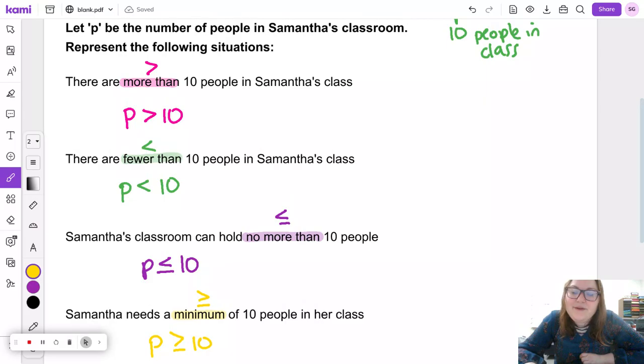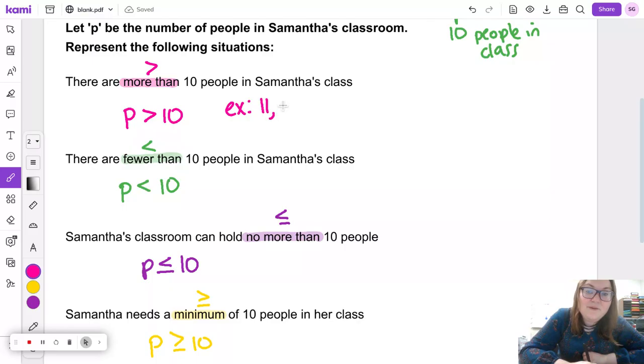The other way you can represent inequalities is with a number line. And so, for example, for this first one, when we talk about the number of people in my class is more than 10, think about some examples of what that means. If there's more than 10 people in my class, maybe there's 11 people, or 12 people, or 13 people. It's just more than 10. There's a way for you to show all of those numbers on a number line.